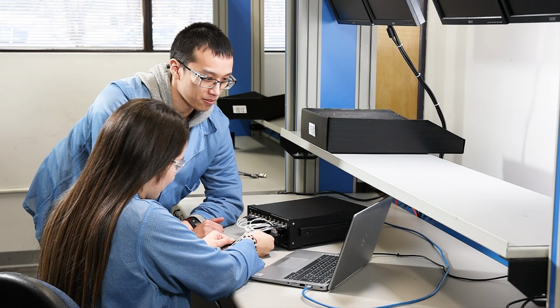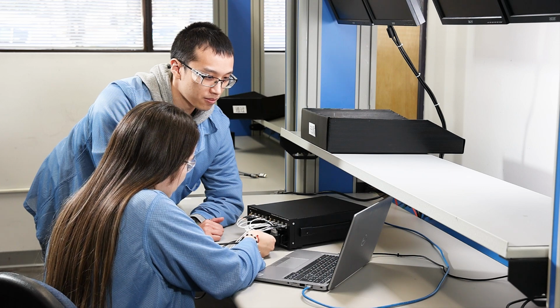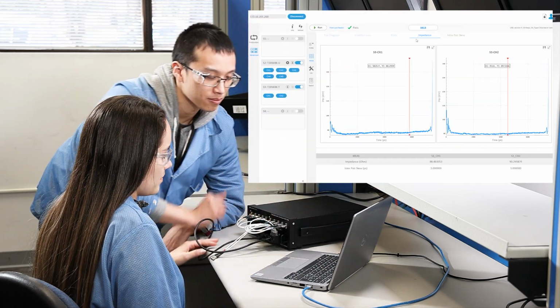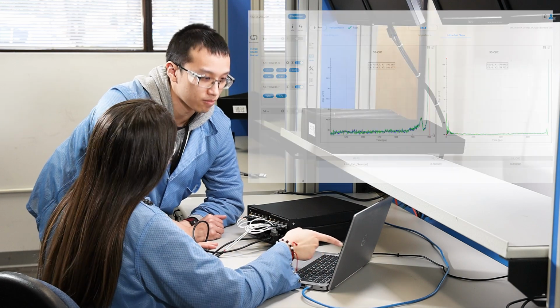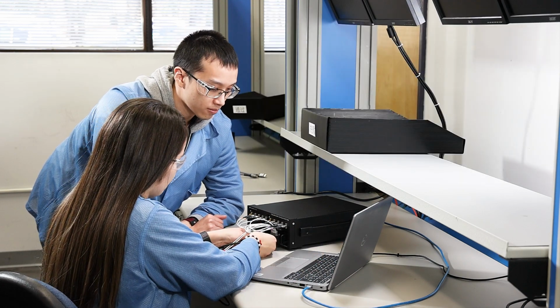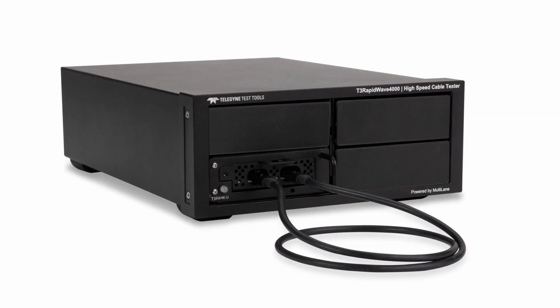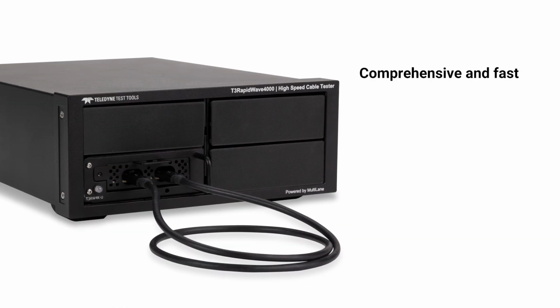In the event of a cable failure, quality assurance and engineering personnel can use the same RapidWave4000 or a different unit located in their area, outfitted with the Advanced Signal Integrity Module, to perform additional tests and determine root cause of failure. The RapidWave4000 is comprehensive and fast.